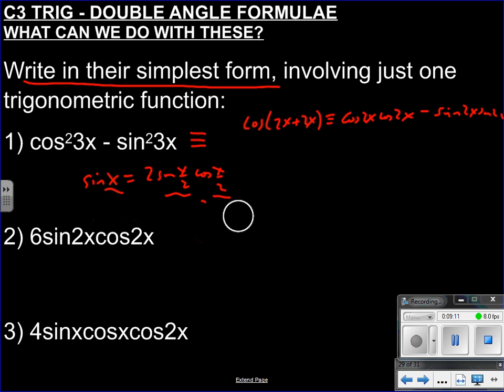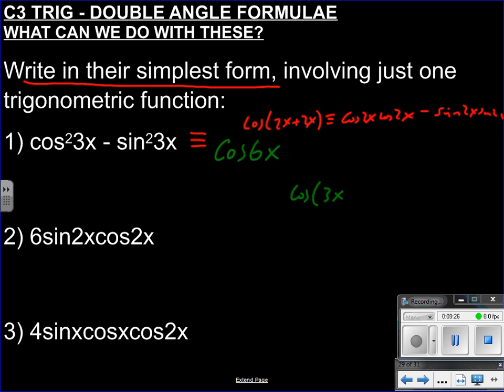So this example now should be pretty self-explanatory. Cos squared 3x minus sine squared 3x, well, that must be cos 6x. Do you see? And why is that so? Because cos 6x is made up of cos of 3x plus 3x, which links to our addition formula. So don't get too stuck on cos 2x and sine 2x and tan 2x. It can be anything.